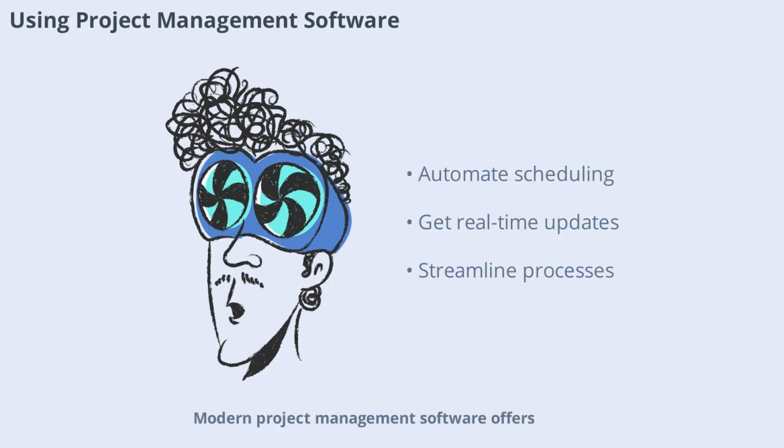Modern project management software offers powerful tools for resource allocation. Features like drag-and-drop scheduling, real-time updates, and automated alerts make it easier to manage resources and respond to changes. By leveraging technology, you can streamline your processes and improve overall project performance.